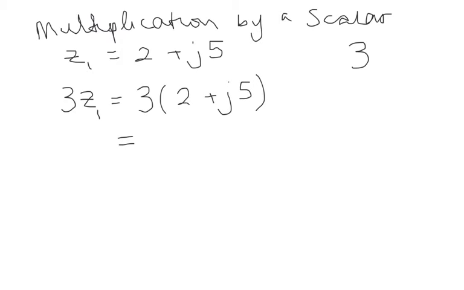Now simply multiply out the brackets, 3 2s are 6, and J multiplied by 3 5s is 15. So the real part and the imaginary part are 3 times bigger.